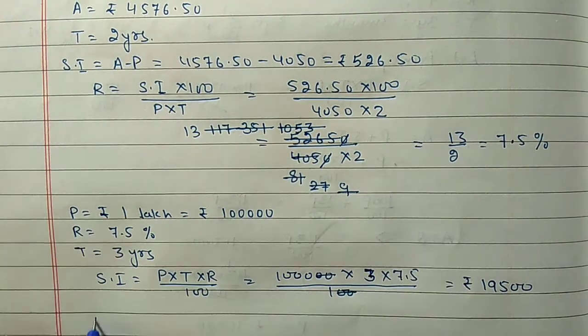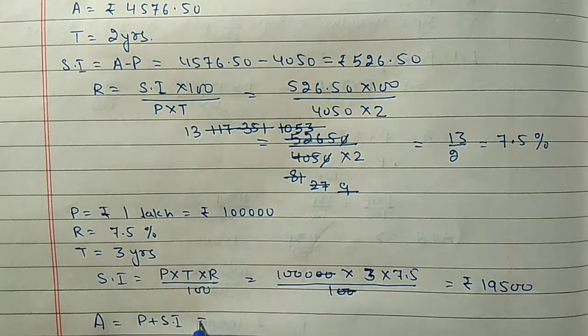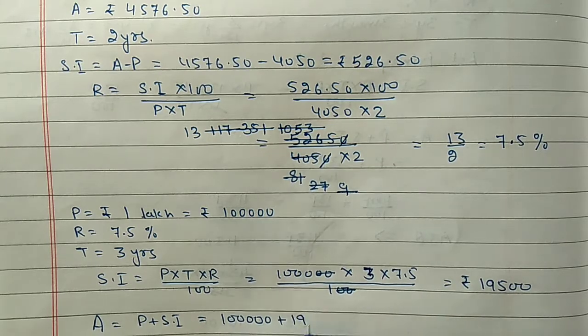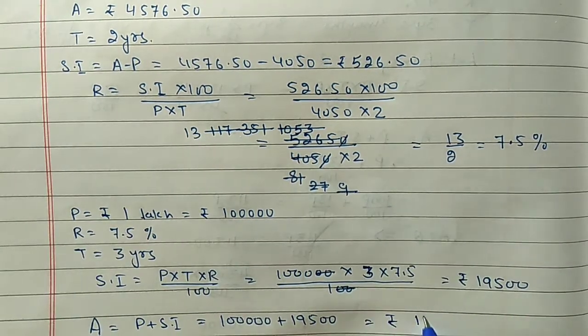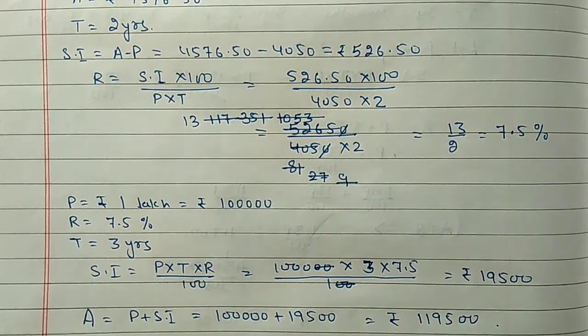So amount will be principal plus simple interest. So principal money is 1 lakh and add 19,500 to it. So we'll get 1 lakh 19,500 is the amount.